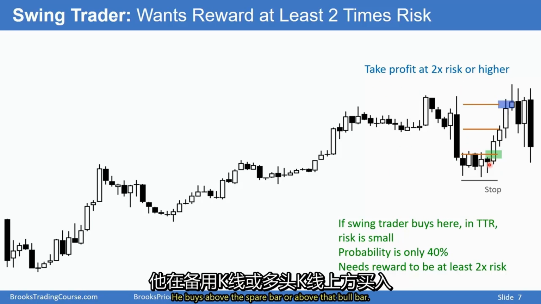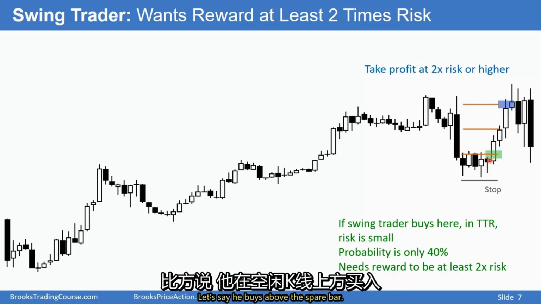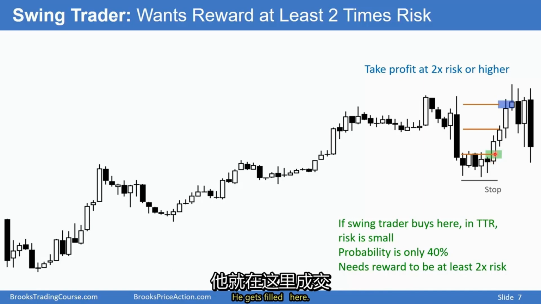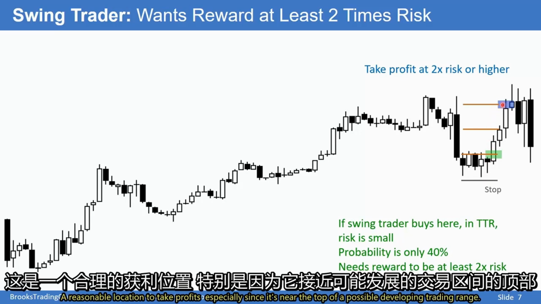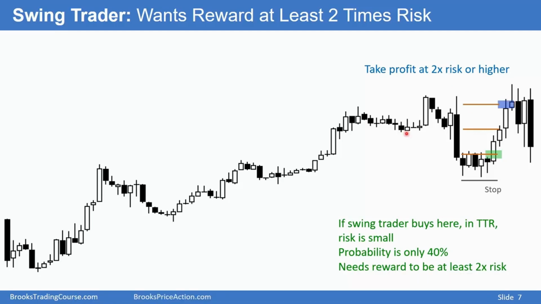He buys above this bear bar or above that bull bar. Let's say he buys above this bear bar. He gets filled right here. His initial stop is here. This is 1 times his risk, and this is 2 times his risk, a reasonable location to take profits, especially since it's near the top of a possible developing trading range.